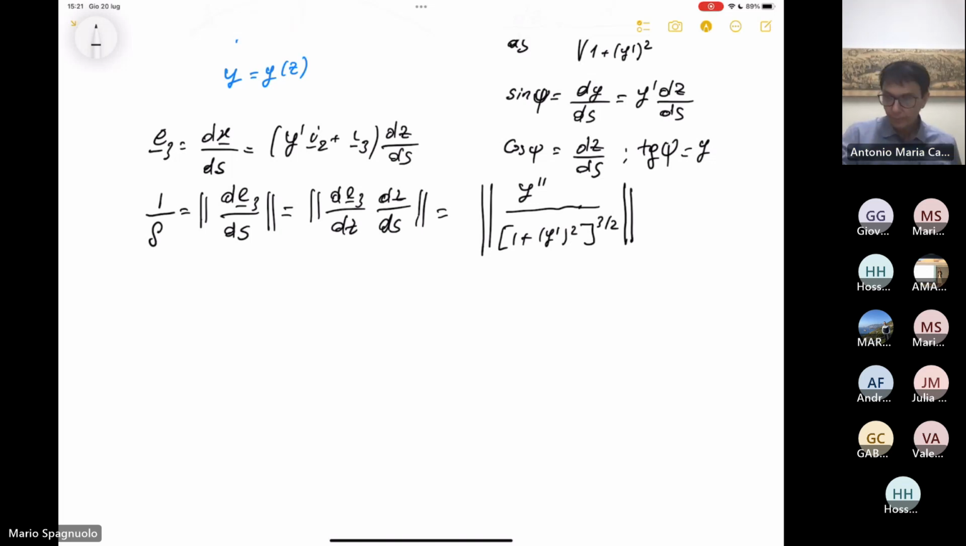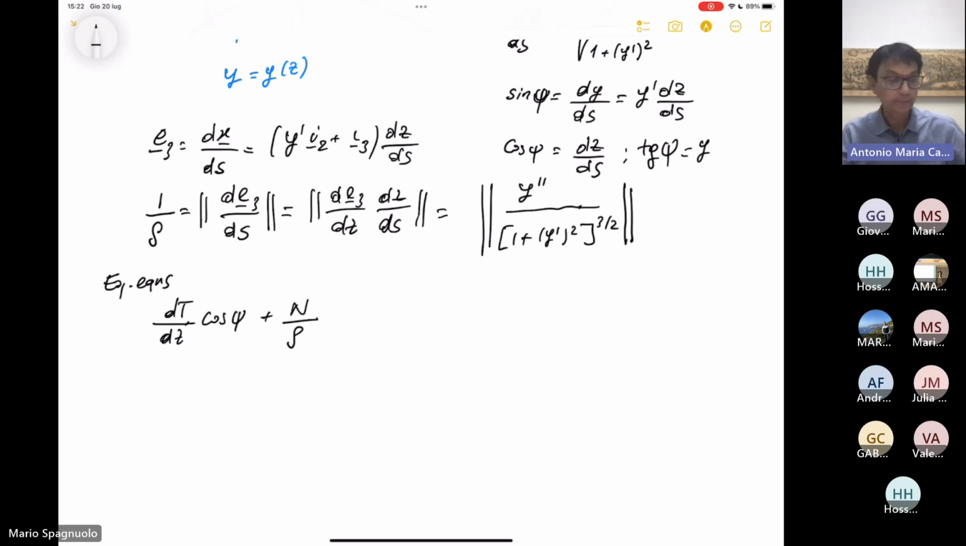And so I will simply write this result. It will not be difficult to see that the equilibrium equations can be written as follows: the derivative of T, the shear force, over dz, applying the chain rule, dT over dz cosine of psi, plus N over rho, plus QR, where QR is the radial load, should be 0. We will use horizontal and vertical loads in short.